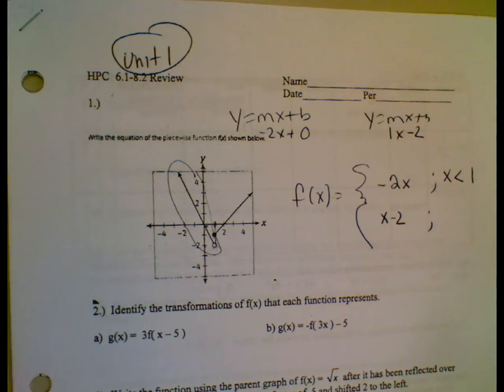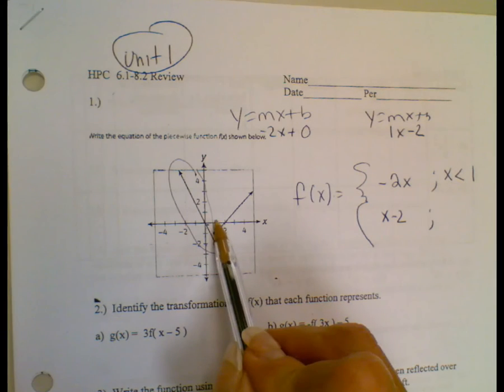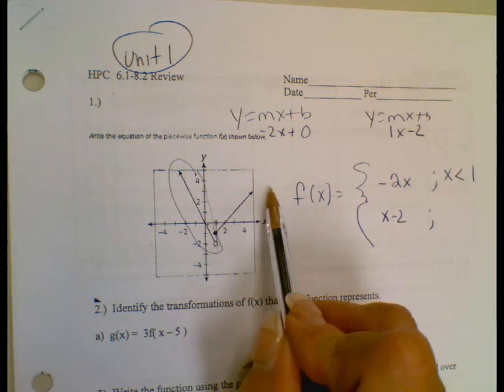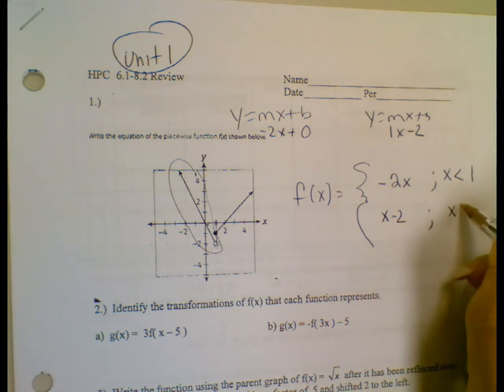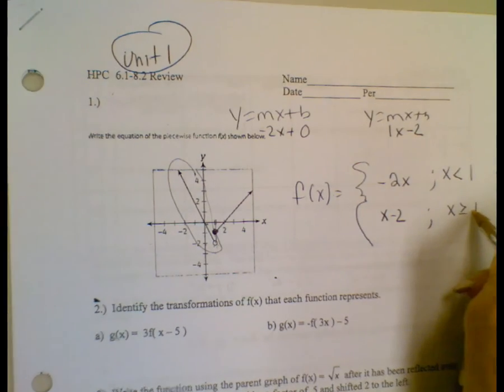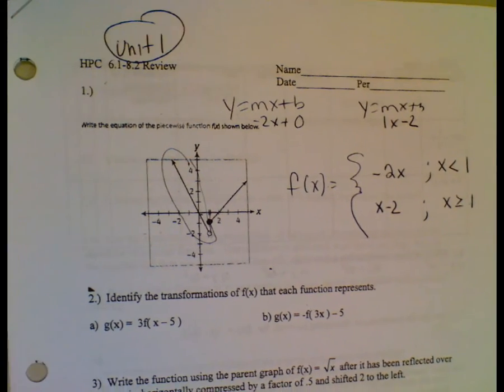Now, what x's does this cover? It looks like the first one is 1. Then the next one is 2 something, 3 something. So it's going to be the ones greater than or equal to 1. Notice the closed dot means includes the 1 and everything greater than that. And that's how you write a piecewise function.